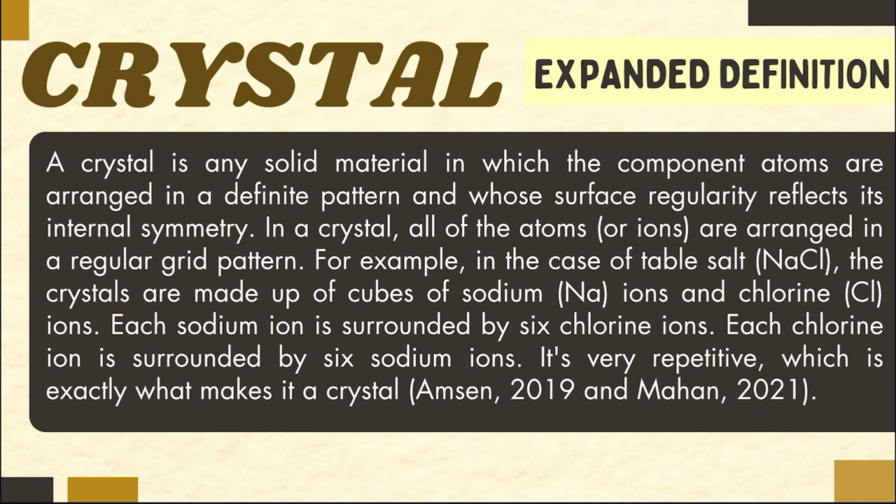For example, in the case of table salt, the crystals are made of cubes of sodium and chlorine ions. Each sodium ion is surrounded by 6 chlorine ions, and each chlorine ion is surrounded by 6 sodium ions, and it's very repetitive, which is exactly what makes it a crystal, by Amson 2019 and Mahan 2021. So as you can see, it is more well detailed, with complete information in the definition of the word crystal.